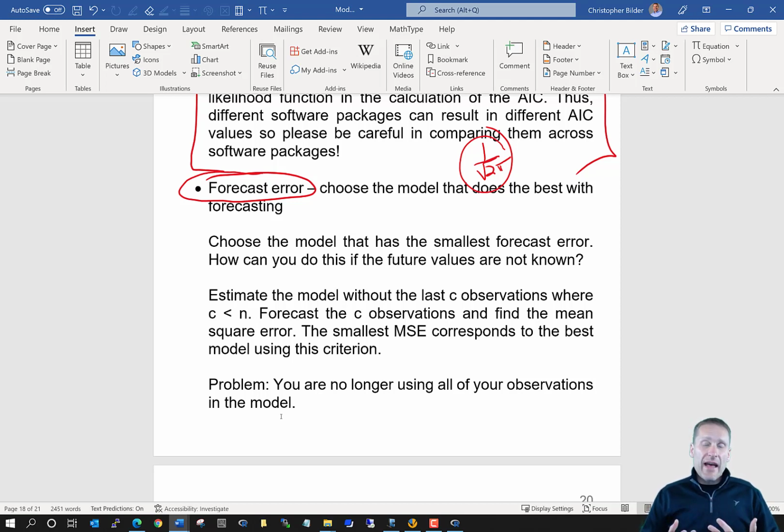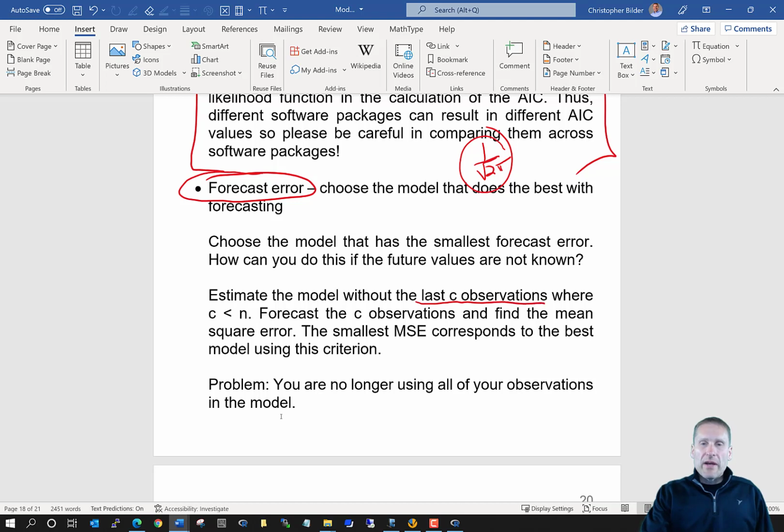And calculate that measure for one model, for another model, for another model, and the model that would be best leads to the smallest average squared error. That ideally is a way we would really like to evaluate our models, because we're doing time series analysis so we can forecast the future. So you could do that here.